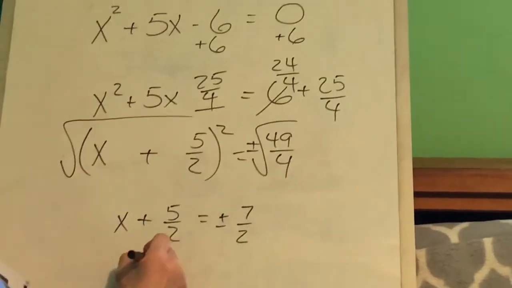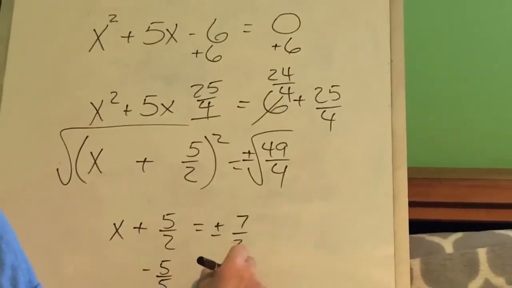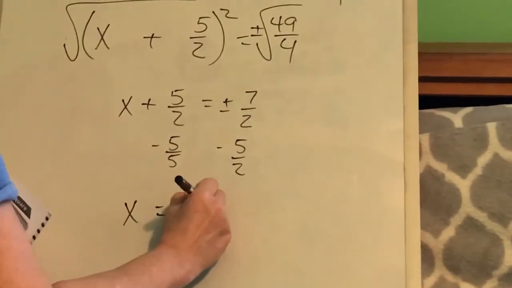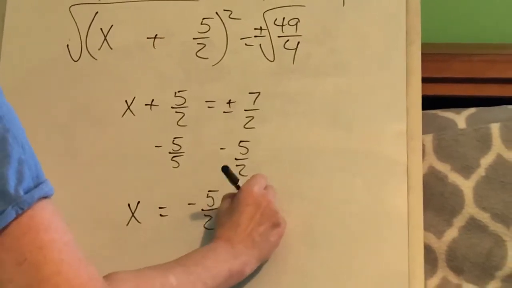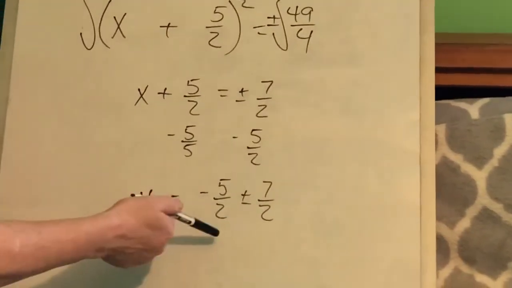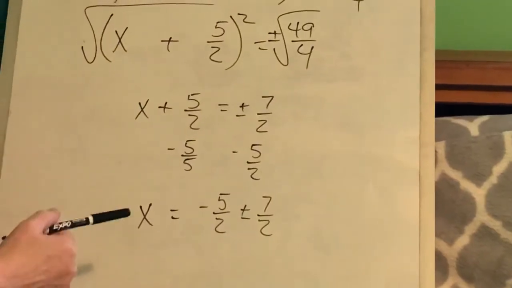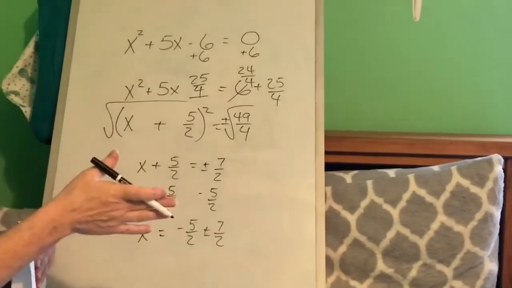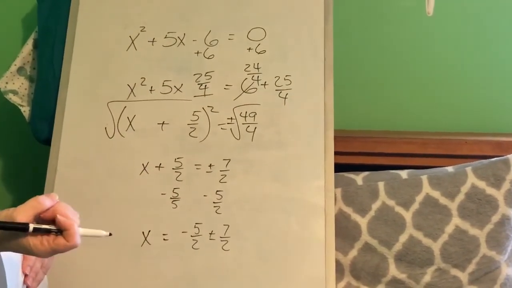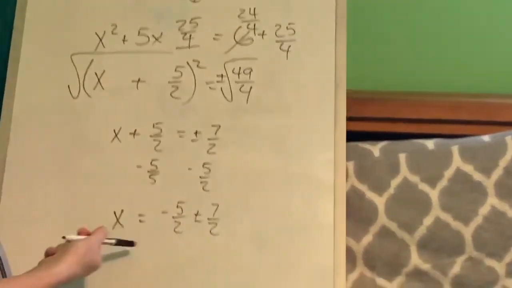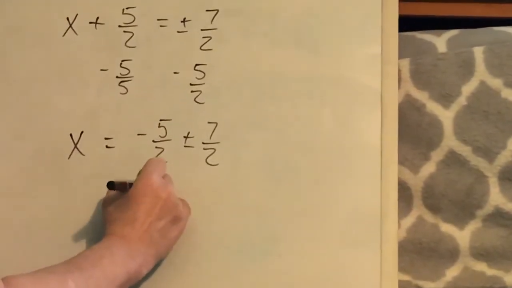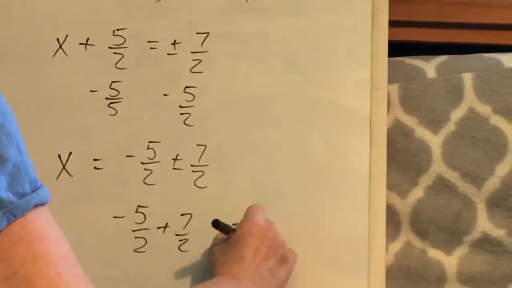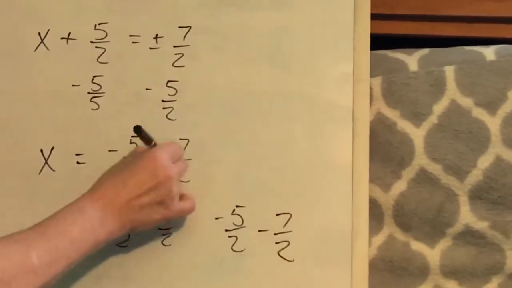We want to isolate x, so we're going to subtract our 5 halves, giving x is equal to negative 5 halves plus or minus 7 halves. I have two fractions. This is math that I know how to do. On the last one, we had a whole number and a radical. Basically, we have a rational and irrational value. They cannot be combined with addition or subtraction. But here we can do this math. So we have two different ideas. Negative 5 halves plus 7 halves and negative 5 halves minus 7 halves, because of this plus or minus here.